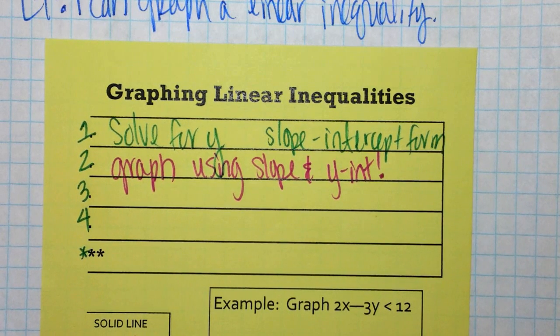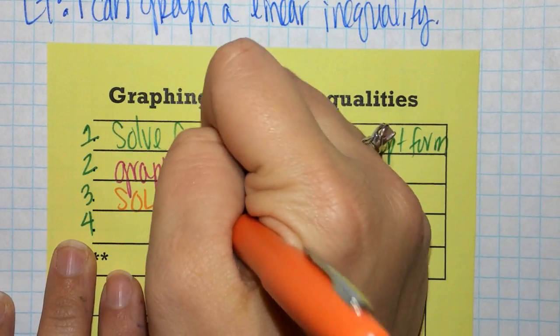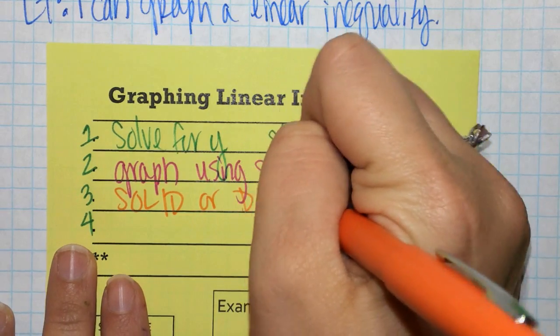Alright, step 3. Do you guys remember when we solved inequalities to begin with? We used open and closed circles, correct? When did we use an open circle? When it had half a line. Okay. When did we do a closed circle? So this time, instead of open and closed circles, we have solid or dashed lines. So step 3 is solid or dashed.